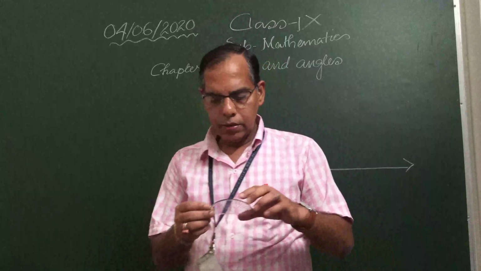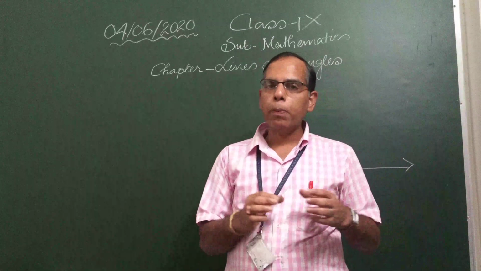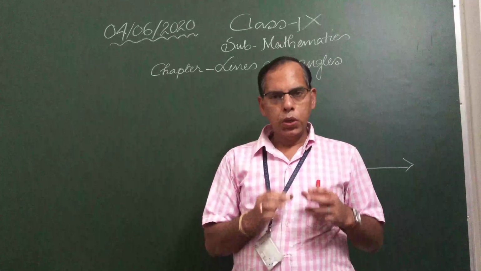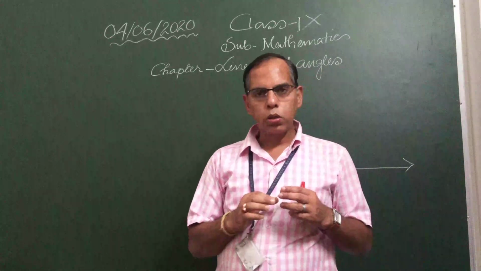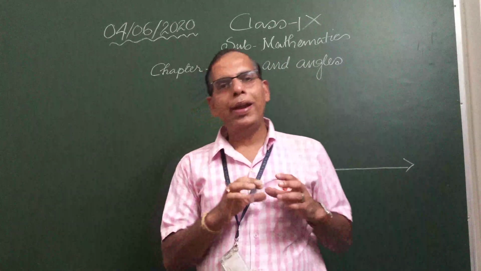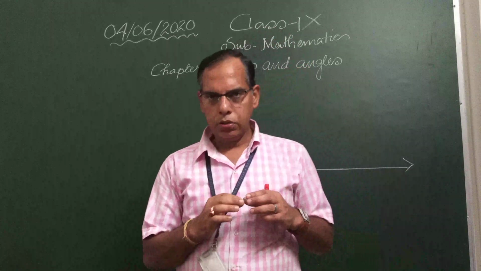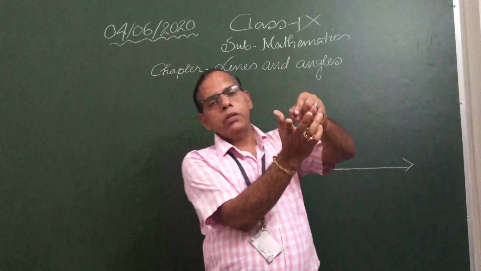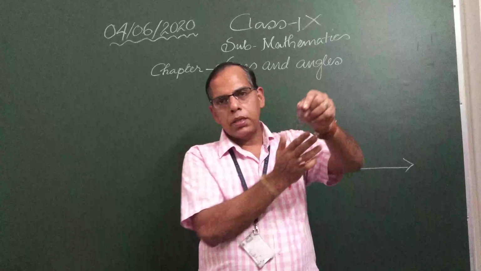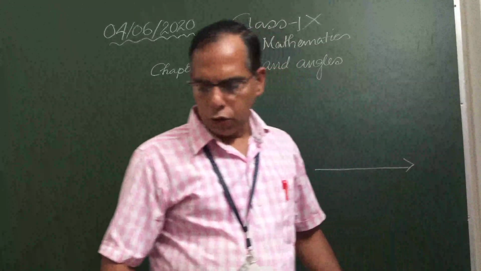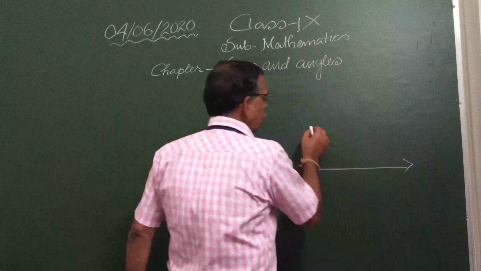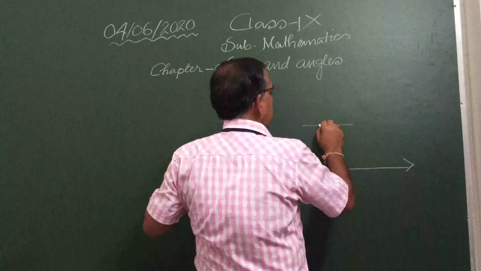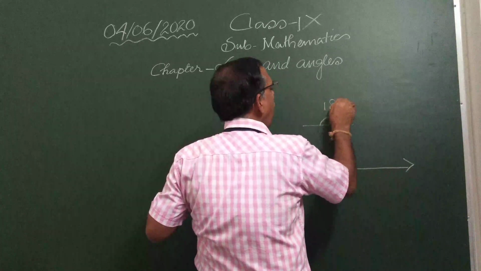Now again, you see this protractor. For what purpose do we use a protractor? We use it to measure an angle. Also, we use this to draw an angle of the required measurement. But also, you see, this is a straight line. And the measurement of a straight line is 180 degrees.